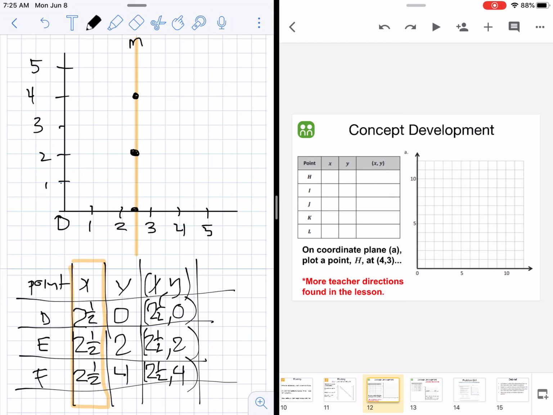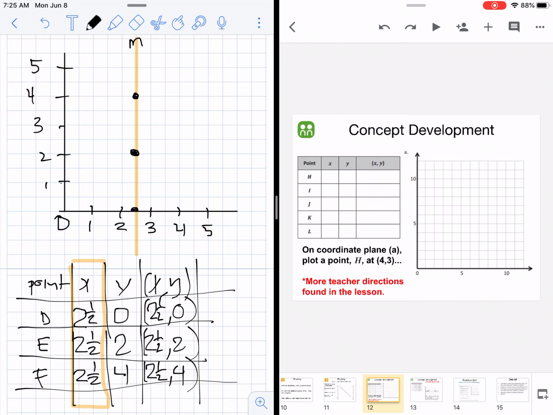Line M is parallel. Listen, parallel and perpendicular are two different things. Parallel to what axis? The y-axis, very good. And it is perpendicular to the x-axis, very good. So line M is parallel to the y-axis. Line M is perpendicular to the x-axis.